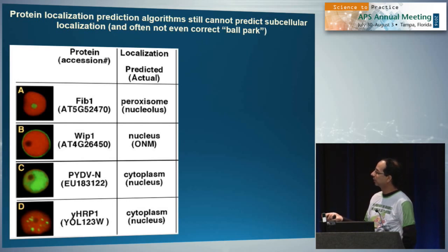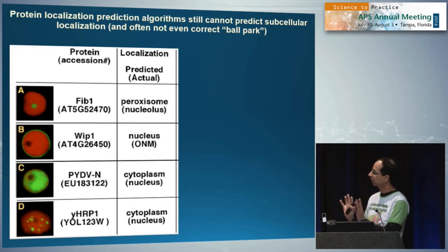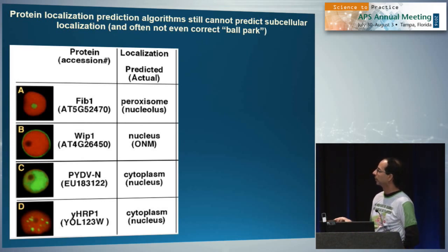WIP1 is an outer nuclear membrane protein. It's predicted to be in the nucleus, but you can't get subcellular localization. So yes, it got it to the nucleus, but it can't tell you that it's in the outer nuclear membrane. Potato yellow dwarf virus N protein is predicted to be in the cytoplasm. HRP1 goes to nuclear speckles, but is predicted to be in the cytoplasm.